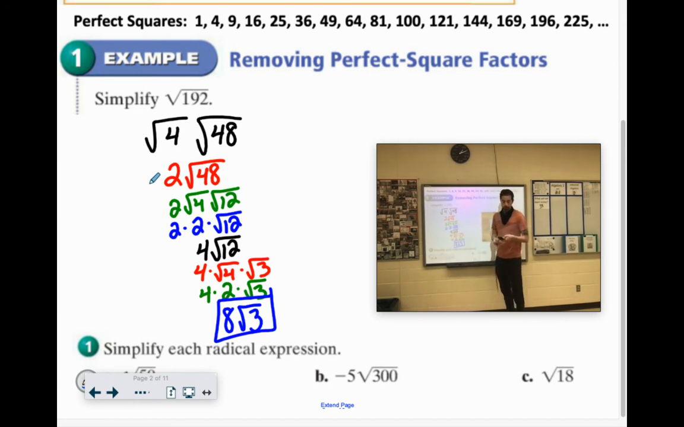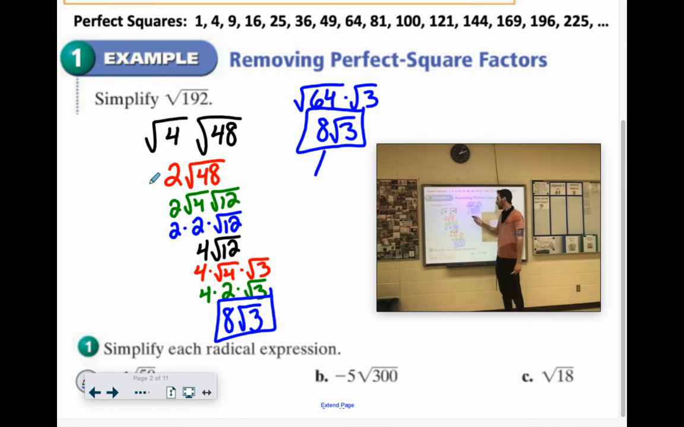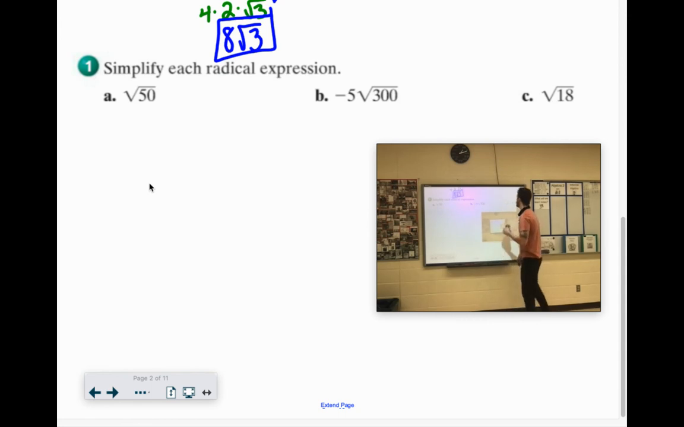You might also notice 192 is 64 times 3. So if you can recognize a larger perfect square in there, and you're like, oh, the square root of 64 is 8. So then it becomes 8 root 3. Same answer, just a few less steps, right? And 16 also goes in there, so you can use that. So I'll try to show you guys some tips and tricks, some things I know to hopefully make your life a little easier when you're doing these kind of problems.